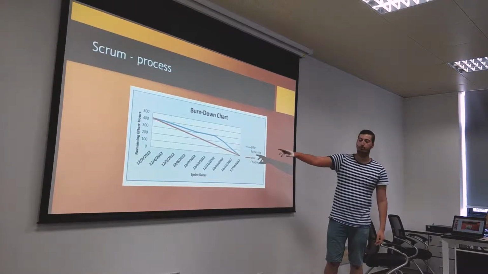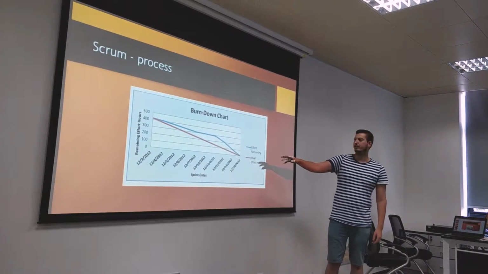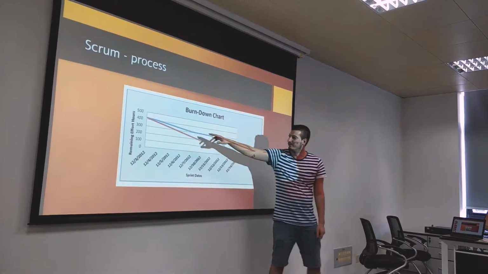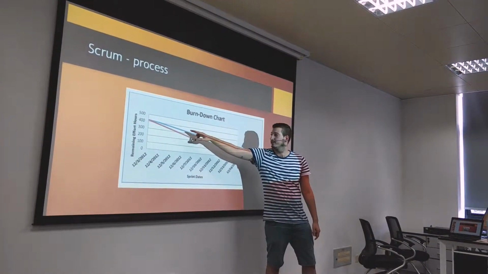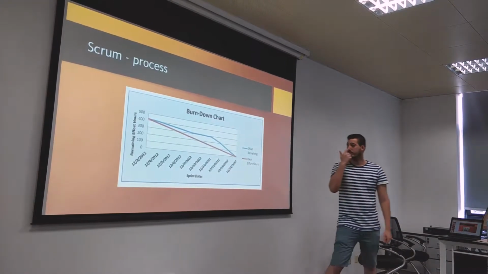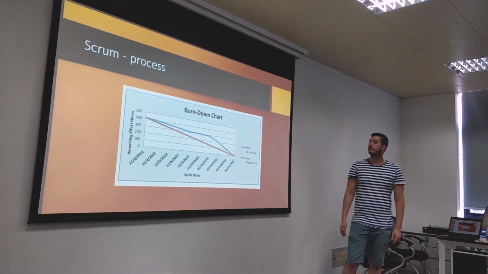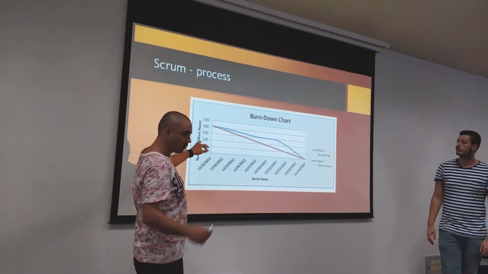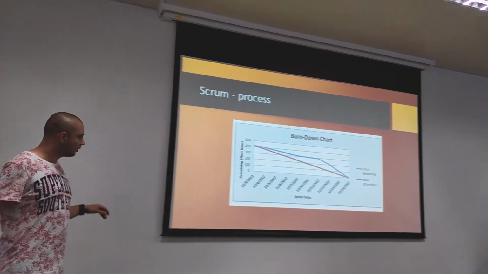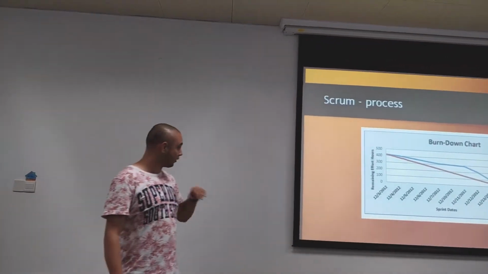You have an ideal line to burn your tasks. It's almost never like that. So every time you burn a story or a task, it goes down and you can see how efficiently you are working. If you are above the red line, you are working behind schedule. And if you are under the line, you are ahead of schedule.